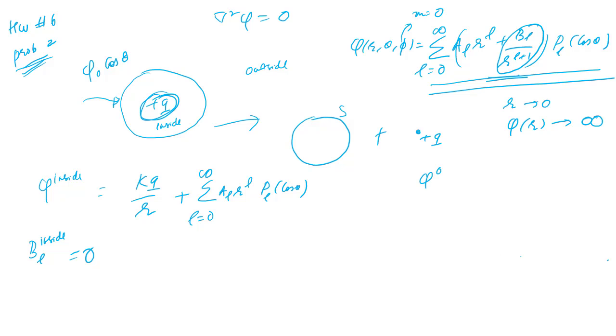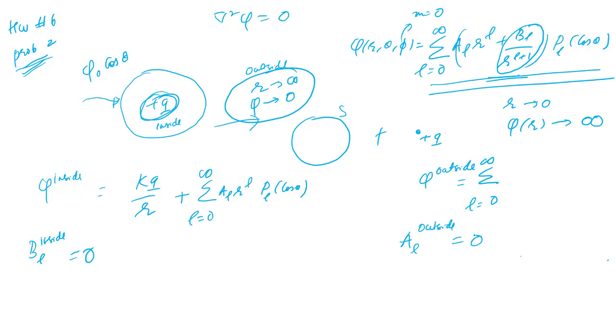Similarly, phi outside would be the sum over L equal to 0 to infinity. Outside the sphere, r can go to infinity, and for that we need the boundary condition of phi going to 0. So naturally outside, I have to set A_L outside equal to 0, otherwise the first term, A_L r to the power L, can make the potential diverge. So then I would have here B_L out by r to the power L plus 1, P_L of cosine theta.